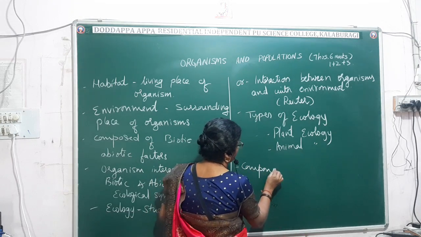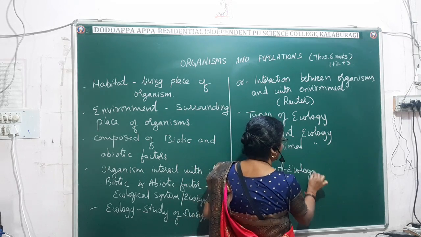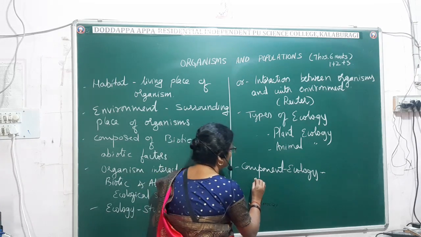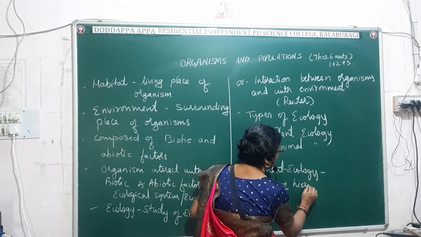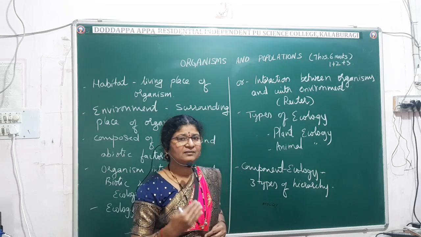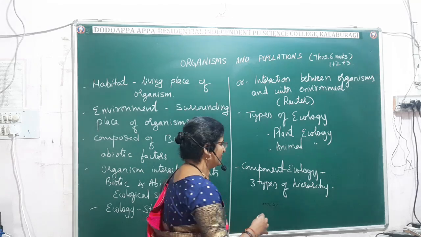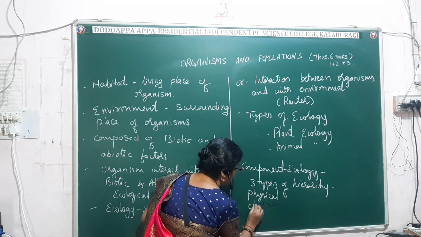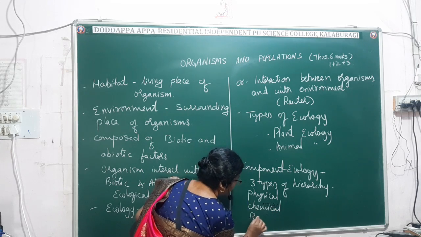Components of ecology. In ecology you will find different hierarchy, three types of hierarchy. What is hierarchy? The gradations. You will find three types of gradation of hierarchy in ecology: physical hierarchy, chemical hierarchy, and biological hierarchy.